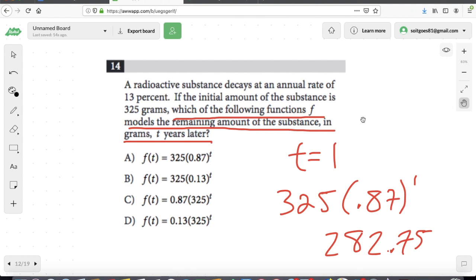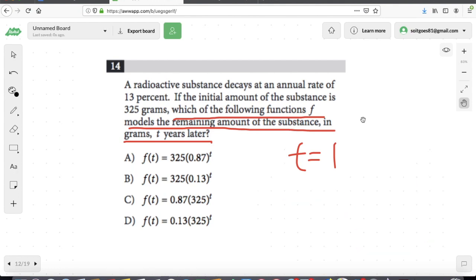Okay. Let's keep answer choice A. That's possible. Take a look at answer choice B. When t is 1, what does that give us? Is that going to give us something a little bit less than 300? We've got 325 times 0.13. No. That's going to be a lot smaller, for sure. Because 0.13 is significantly less than 1, if we're talking decimals or percents here.